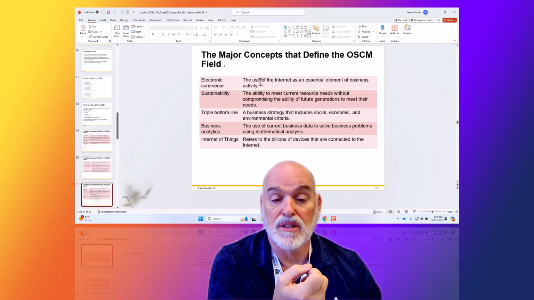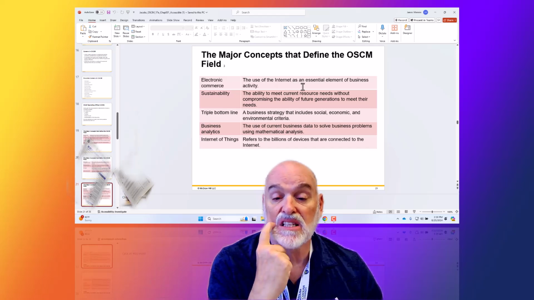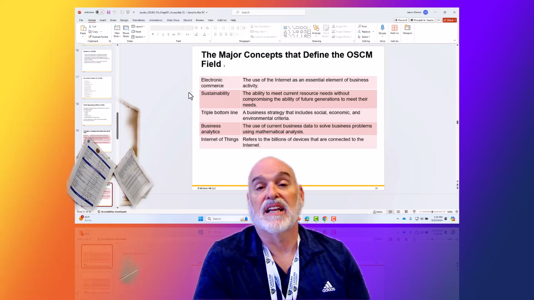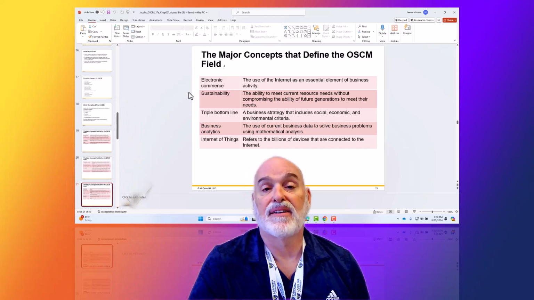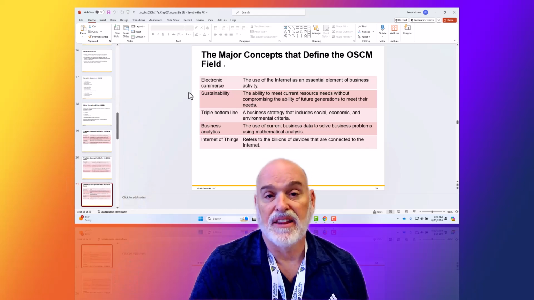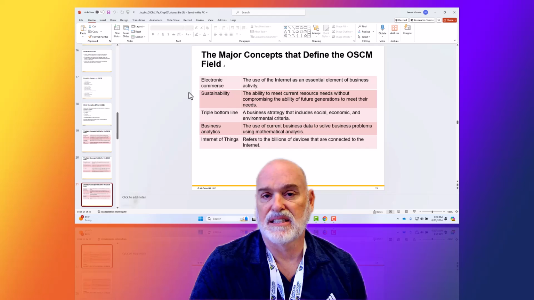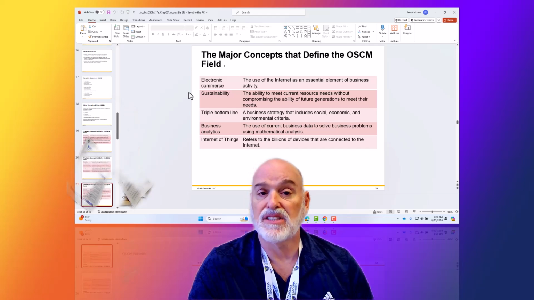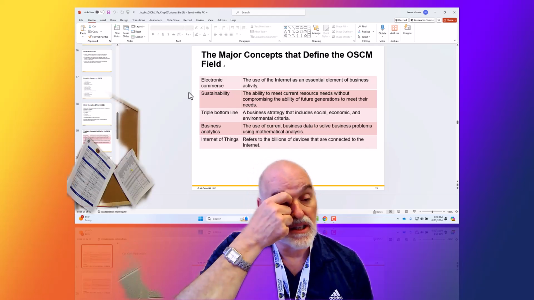In electronic commerce, the internet is an essential element of business activity. It's those companies that have the best electronic systems that have a competitive advantage over other companies. The reason for that is they're able to process their data, maintain their data, and utilize that data to make the best decisions for their company.